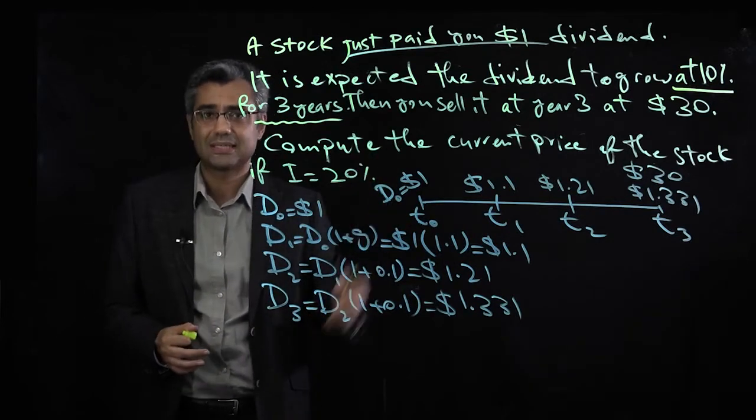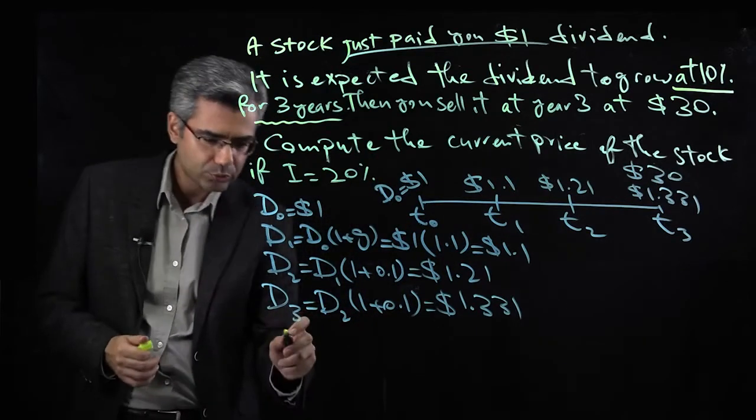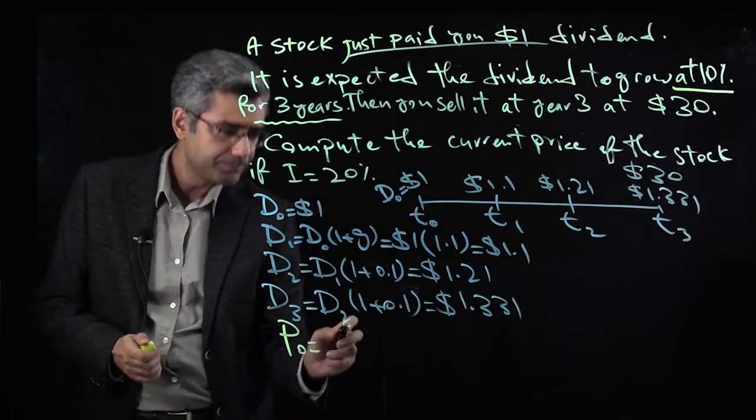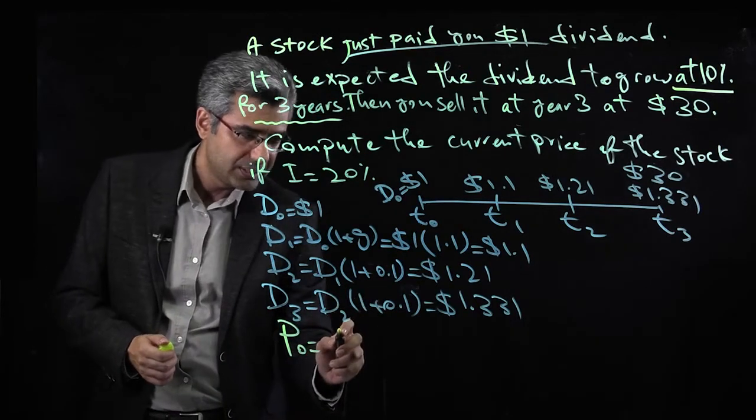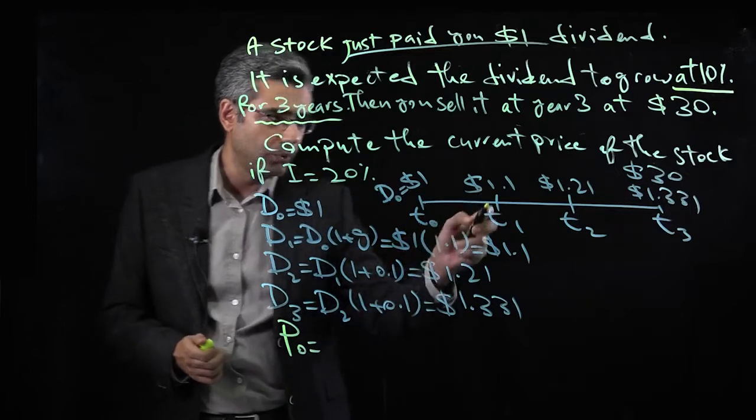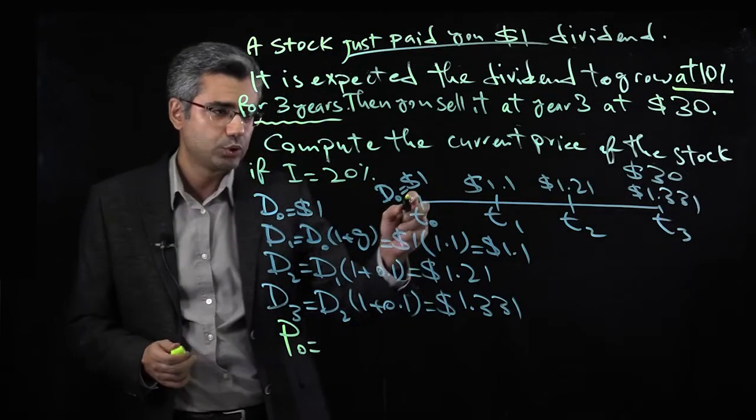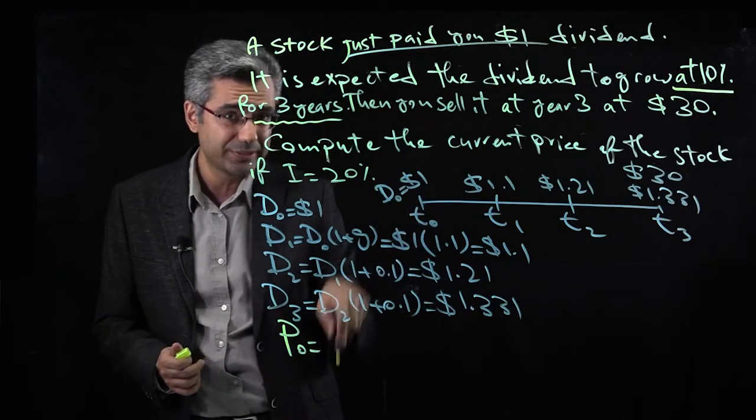So actually, this is the second model that I showed you. So price will be D1. Let me tell you something. Do we include D0 in the price?